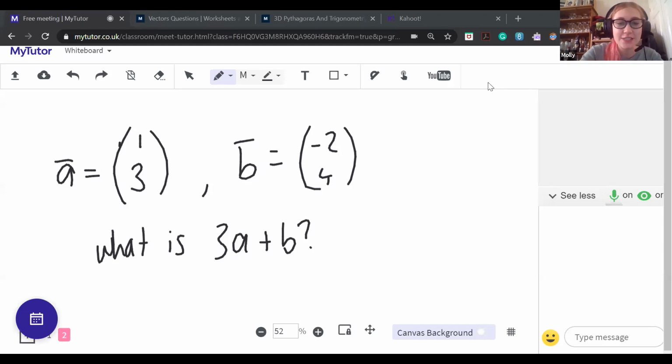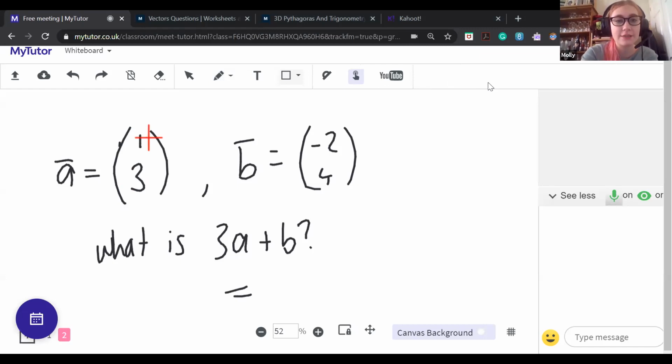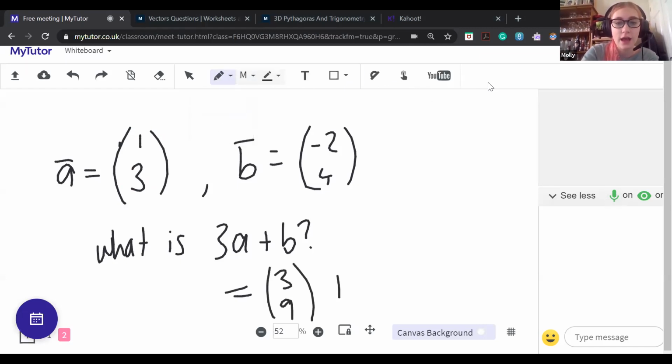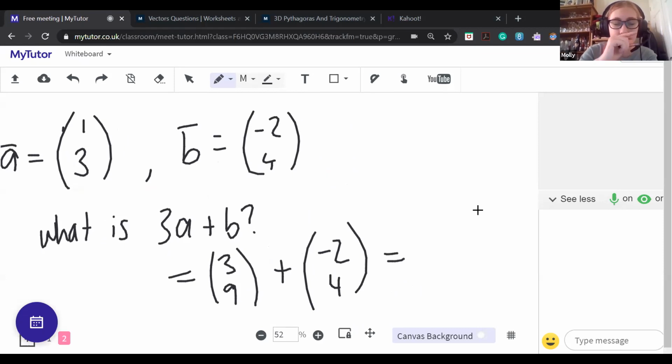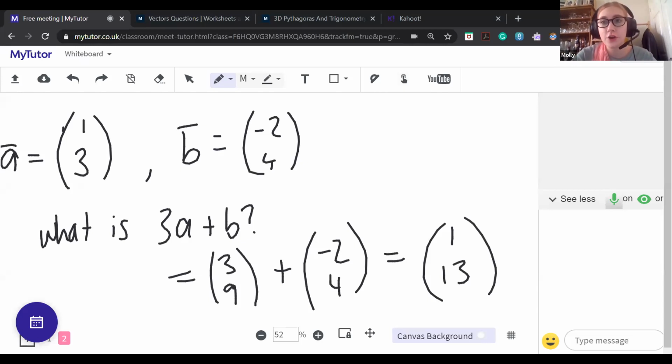You have to do this in 2 stages. So first of all, we think about what 3A is. So we just times both bits of this by 3. So we get (3, 9). And then we're going to add B. So basically, this is just adding B here. So then we work this out, and we say, what's 3 minus 2? Well, it's 1. And what's 9 plus 4? It's 13. So it's (1, 13), which loads of you got, which is really, really awesome.